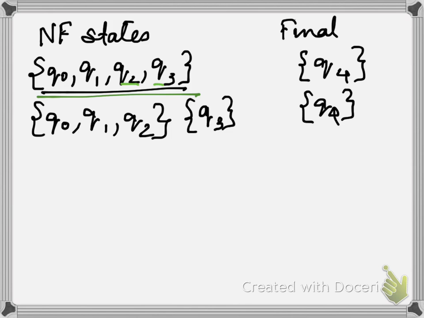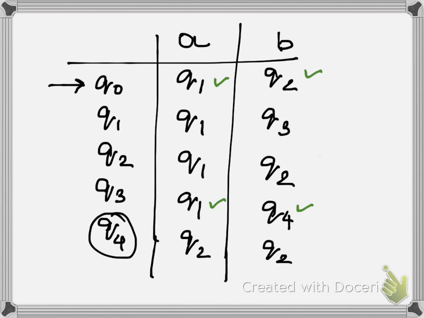So for 2 equivalence, again we will check for this partition, Q0, Q1, Q2. So let's look at this. Q0 and Q1.